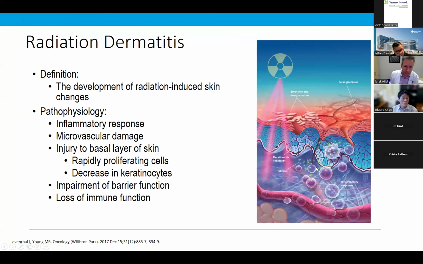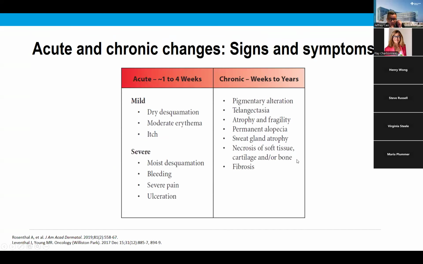And radiation dermatitis. These are radiation-induced skin changes that pathophysiologically happen with an inflammatory response, microvascular damage, injury to the basal layer of skin cells, which usually rapidly proliferate and are thus radiation sensitive. And ultimately, we lose the barrier function of the skin and the immune function of the skin. So this is the basic rad dermatitis.